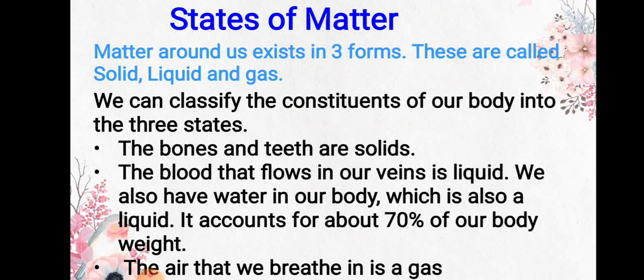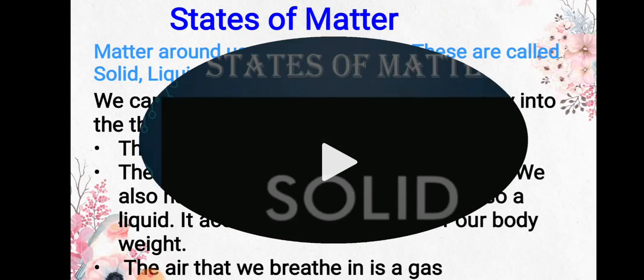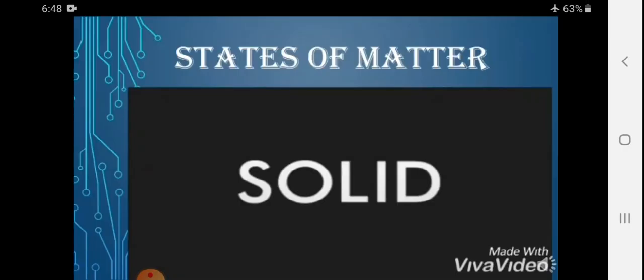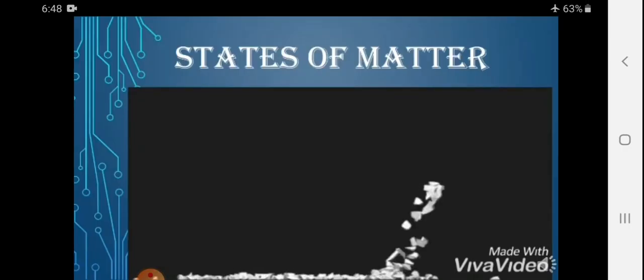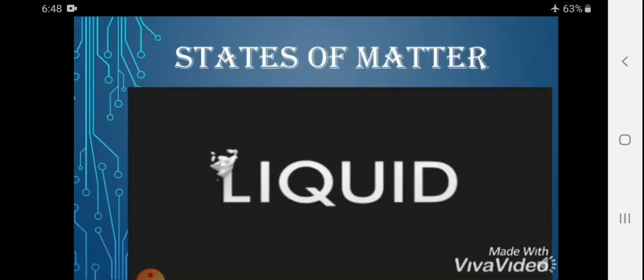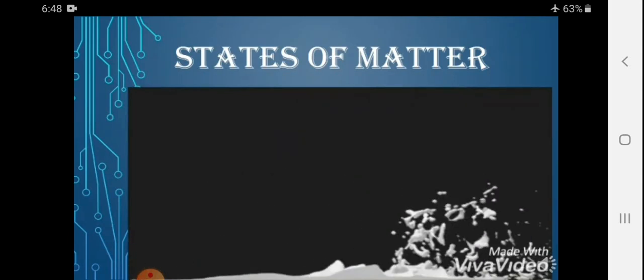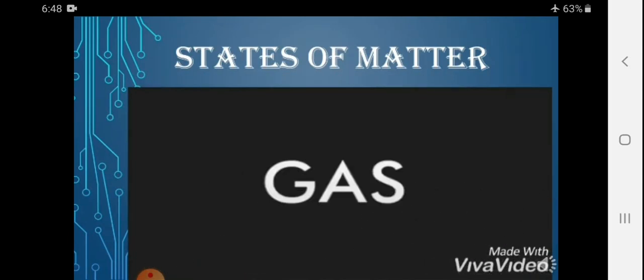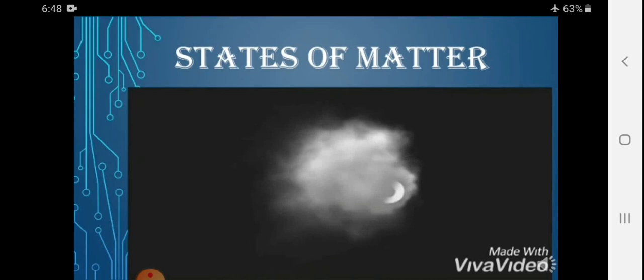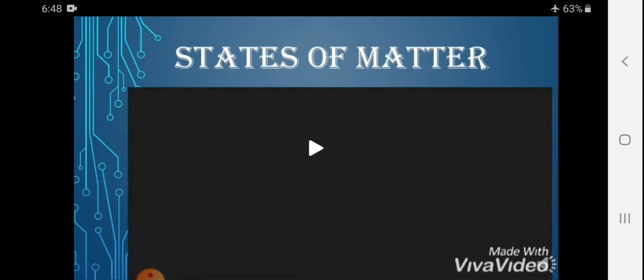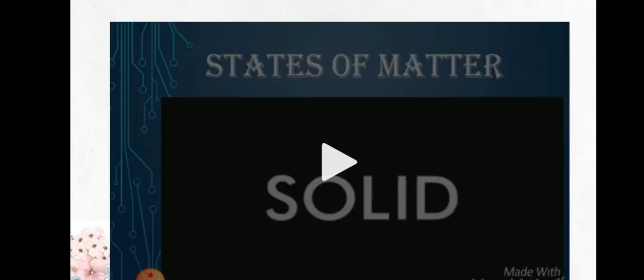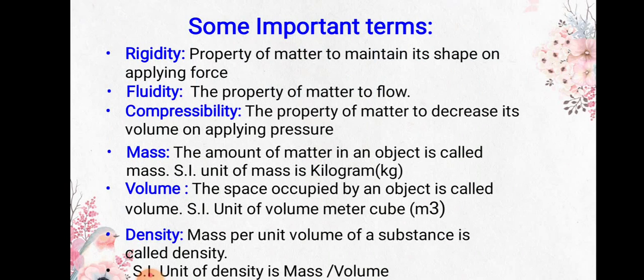Next we are going to learn what these solids, liquids, gases are, and how we can classify them. Solids can break easily, we know that, and liquids can flow like milk or water, and gases evaporate easily. So before learning in detail, we learn some important terms in this chapter.